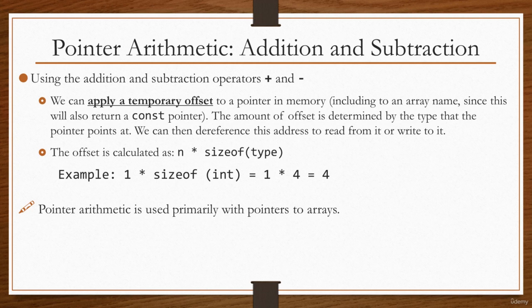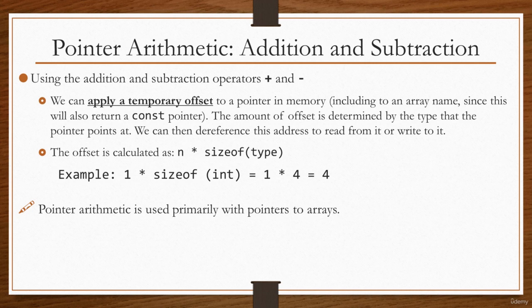So we can apply a temporary offset to a pointer in memory, including to an array name, since this is going to return a constant pointer. The amount of offset is determined by the type that the pointer points to. This is once again similar to using an index in the subscript operator. So the amount of offset is determined in those cases by the type of the array, if it's just an array, and the same thing when you use it with a pointer, of course. Once we have that temporary offset, we can then dereference the address that it returns from that calculation to read from that address or write to that address.